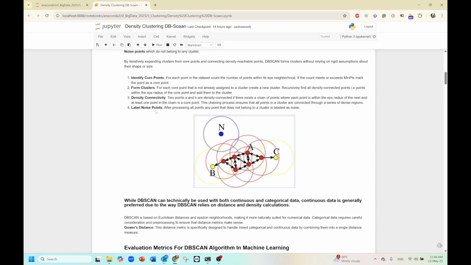Now, label noise points. As you can see here, this point doesn't have any core point in its radius. Do you see here? This one has at least one core point in its radius. In this case, it could belong to the cluster. Do you see that? This point is also a border point that qualifies to join the cluster. Why? Because it has a core point within its radius.